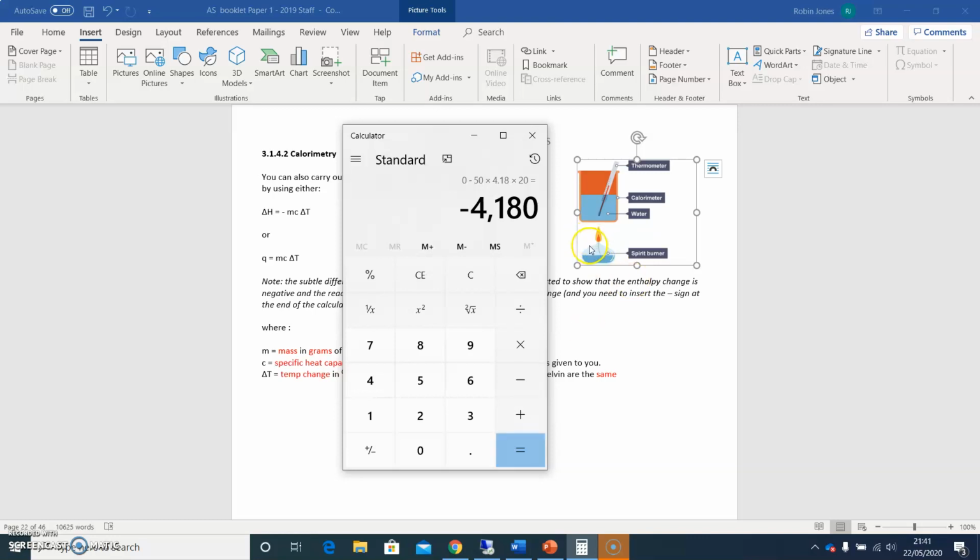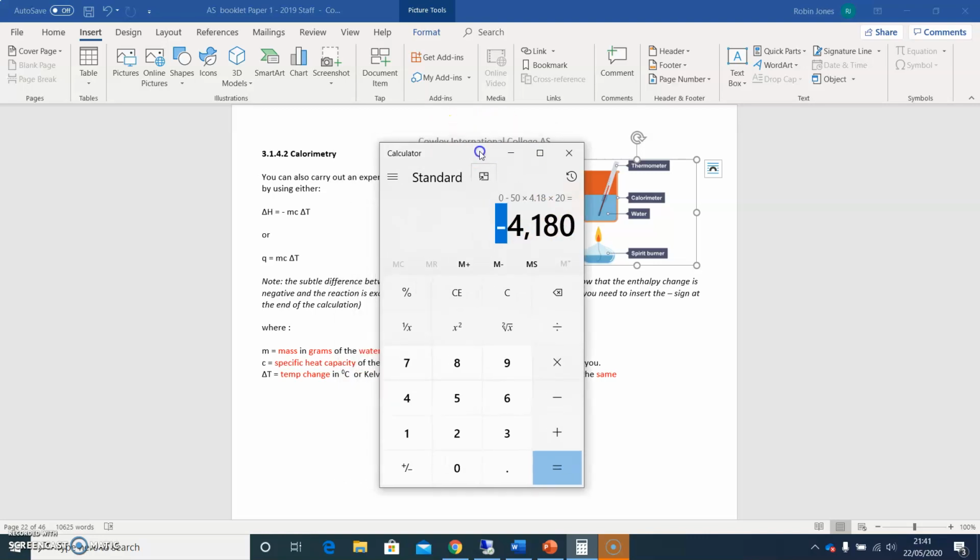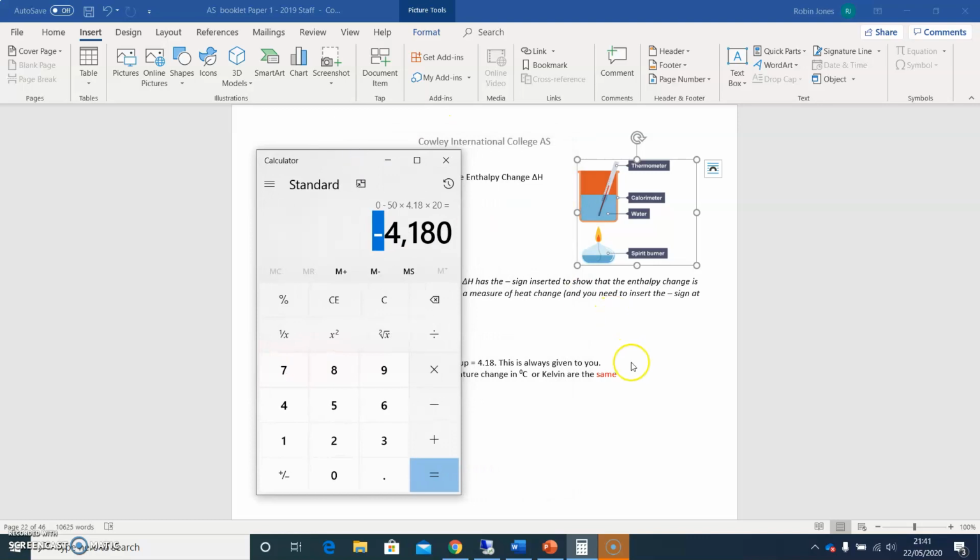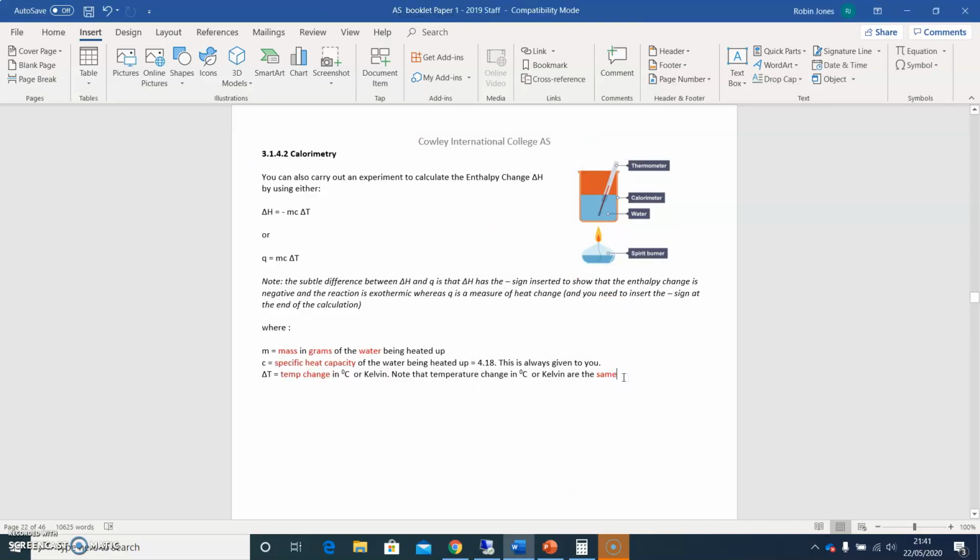Okay. So the ethanol has given out, because it's minus, 4,180, and it's measured in joules. 4,180 joules. Let's write that down. So my ethanol gave out minus 4,180 joules. Okay. It's not quite that simple. I need to do something else. I need to measure the mass of ethanol that I've used.